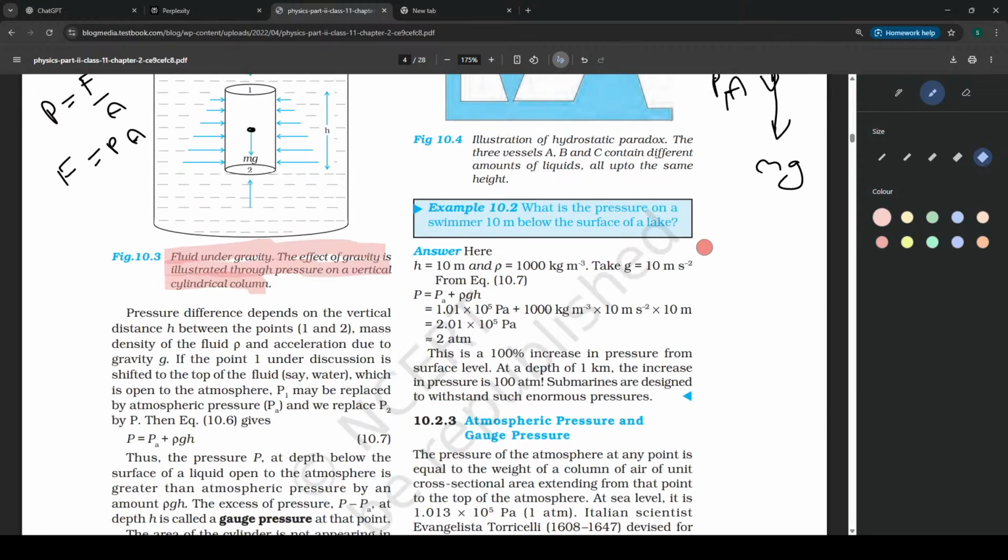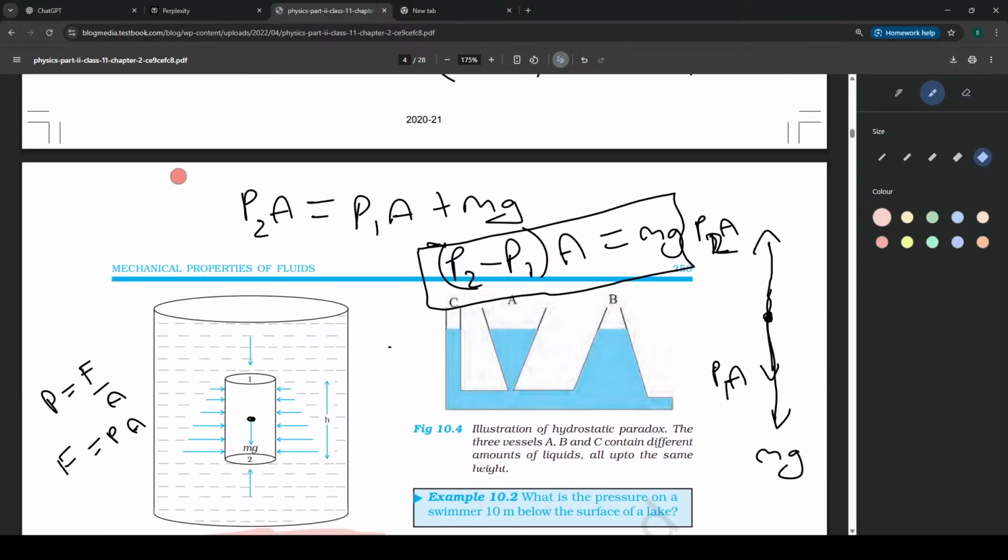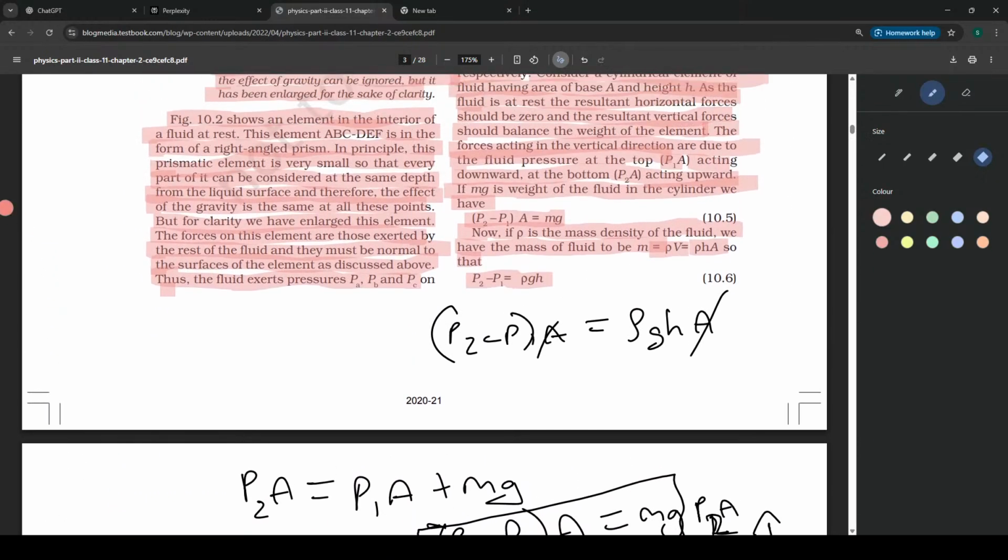Okay, then let's continue. Pressure difference depends on the vertical distance h between. Okay, before that, let's observe the formula more. P2 minus P1, we can write as pressure difference, which is equal to rho gh. Based on this, the pressure difference is directly proportional to height, and it is also directly proportional to density.